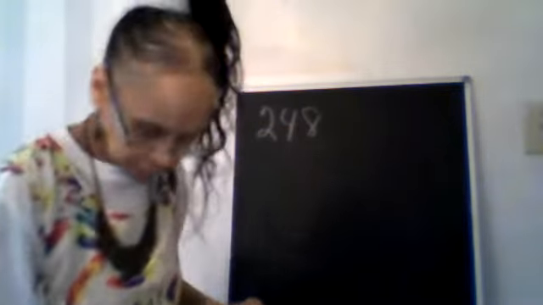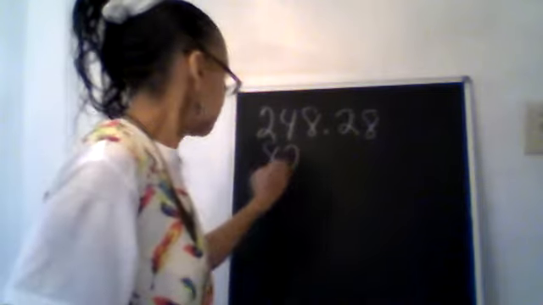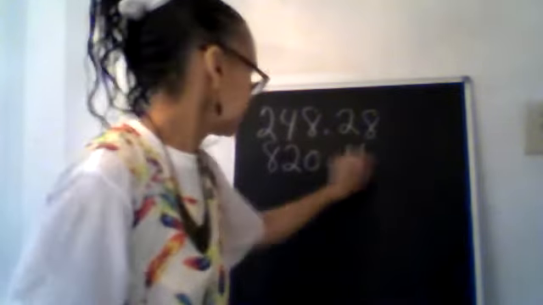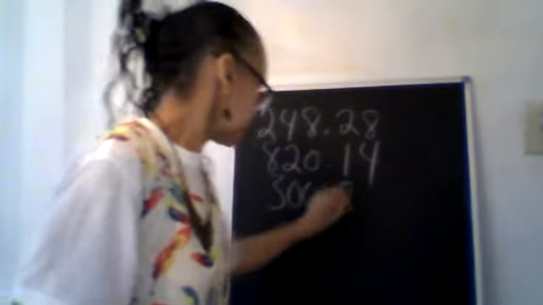See how long this chalk is. So let me see what we have here today. I don't want to hold the book, so I'm going to put it down here. Let's add some decimals. Let's try this: 248.28, plus 820.14, and then we have 306.80, and then we have 521.98.